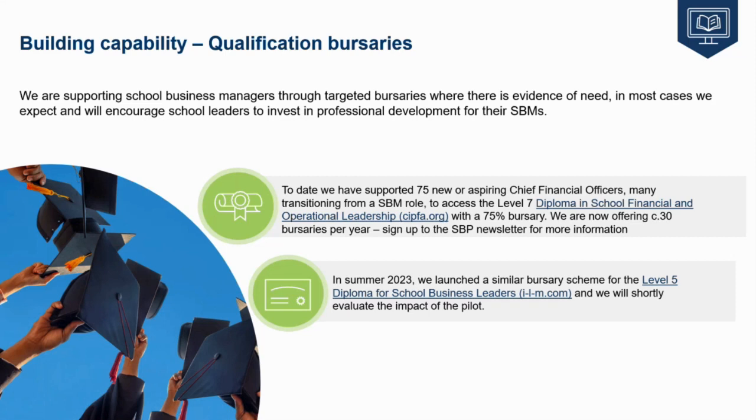To date, we've supported 75 new or aspiring chief financial officers, many who've transitioned from a school business manager role to access the level 7 diploma in school financial and operational leadership with a 75% bursary. We're now offering around 30 bursaries per year going forwards, and you can sign up to our school business professional newsletter, which I'll mention later in the presentation, for more information.